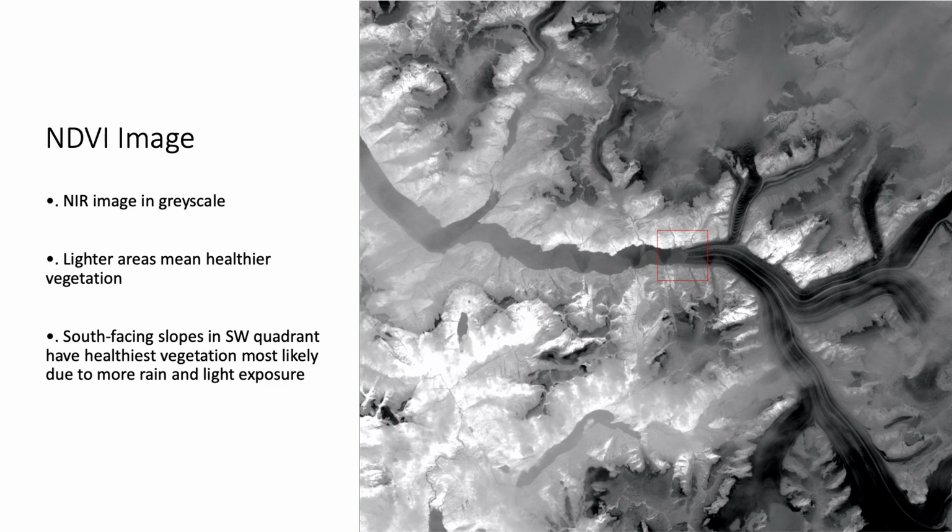In addition to this, if we look closely, we can see that some portions of the water in the Endicott Arm are lighter or darker than other parts. This is most likely due to a high volume of sediment entering the water from the glacier. Finally, the southwest quadrant of this image seems to have a lot of dense, healthy vegetation on the south-facing slopes. A possible explanation for this is that the slopes are more exposed to sunlight and the warm front rains that come from the southeast.